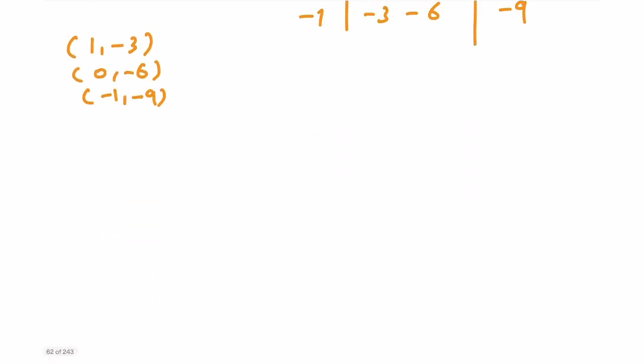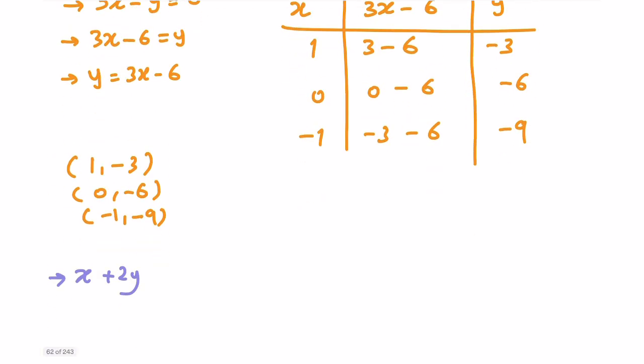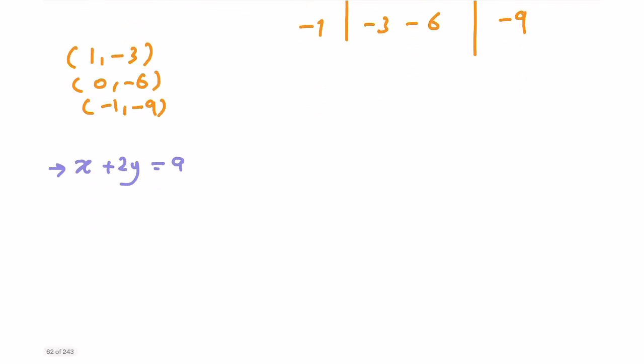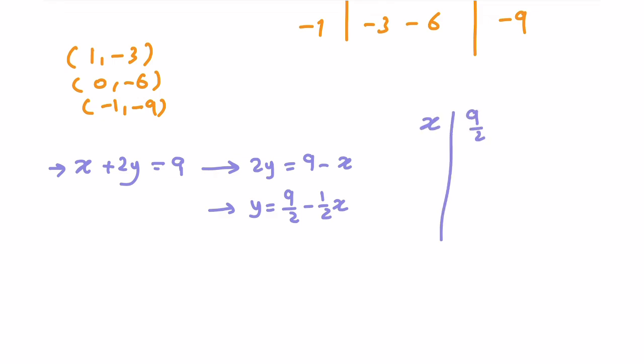For the second equation, let me put it in a different color. You get x plus 2y equals 9, okay? In this case, you do the same procedure. We get 2y equals 9 minus x. Then you divide by 2, you get y equals 9 over 2 minus 1 over 2 x. You give it values for x, and then the y value, just like that, okay? 1, 0, negative 1 are the best options.